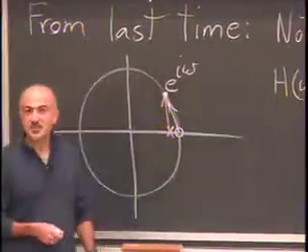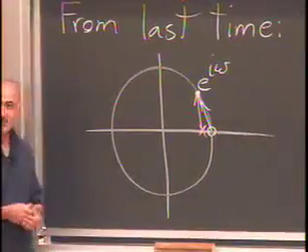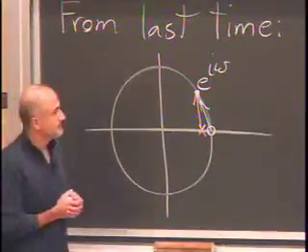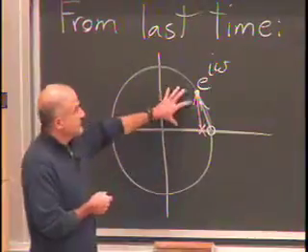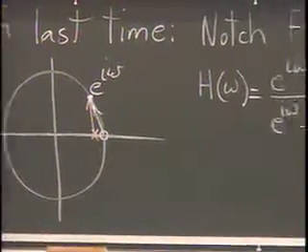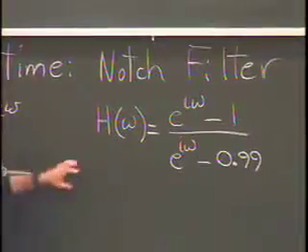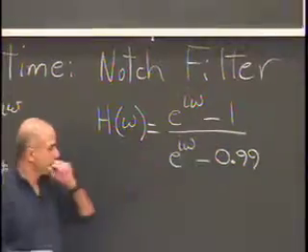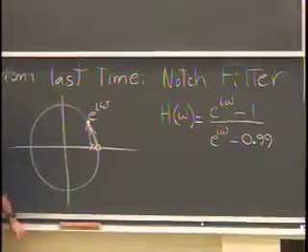We got to a spiffy example last time, but we were cut off rudely by the 2 o'clock cuckoo clock. And that example was the notch filter. The frequency response of the filter we ended up writing out, and it turned out to be this expression.